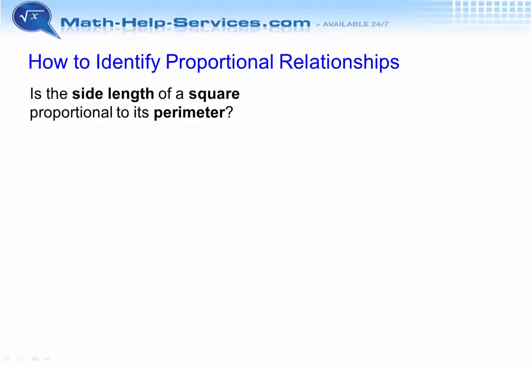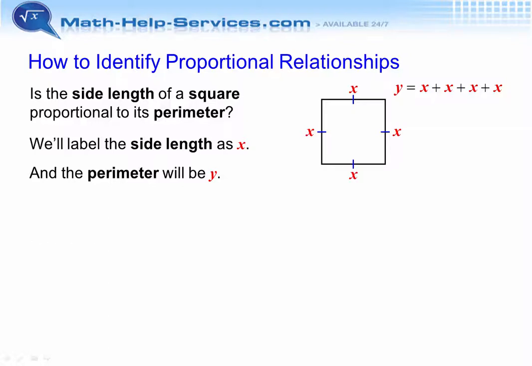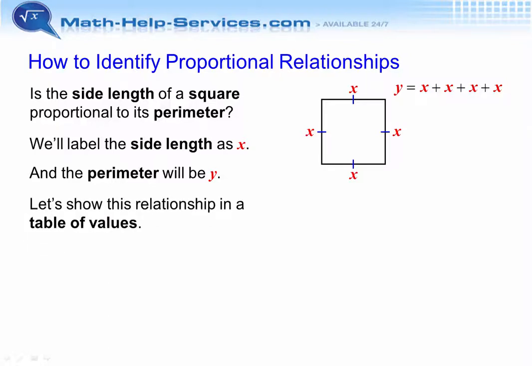How to identify proportional relationships? Is the side length of a square proportional to its perimeter? Well, let's look. We'll label the side length as X. And the perimeter will be Y. That's the sum of the side lengths. So Y is X plus X plus X plus X. Let's show this relationship in a table of values.